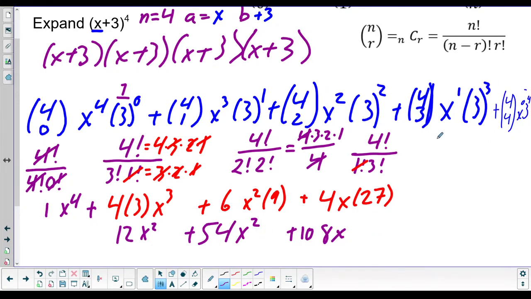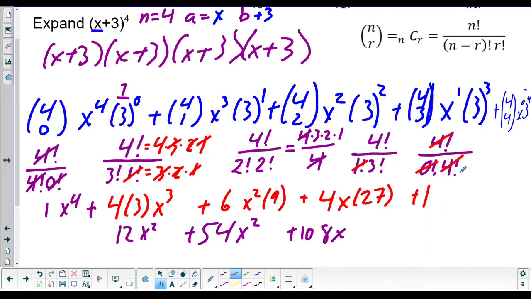Last one. So we have 4 choose 4. So that's 4 factorial over 4 minus 4 is 0 factorial. That's 1. And then r is 4 factorial. So 1, that goes away. Multiplying by 1 doesn't do anything. 4 factorial over 4 factorial, they cancel out too. This is 1. So we've got 1.